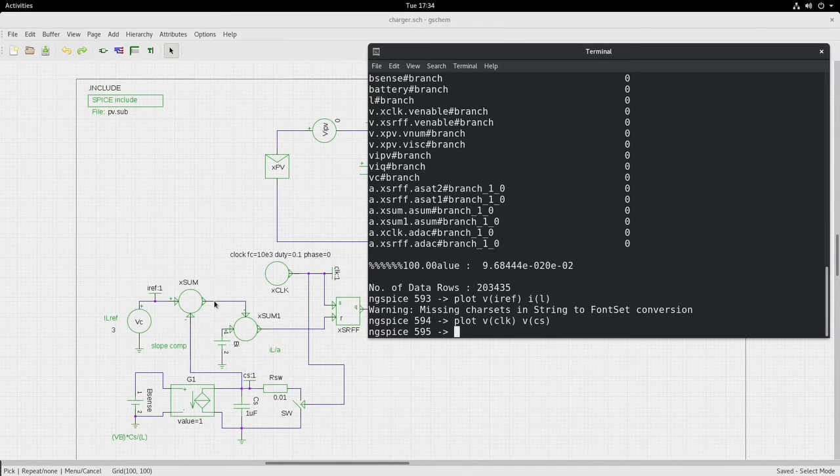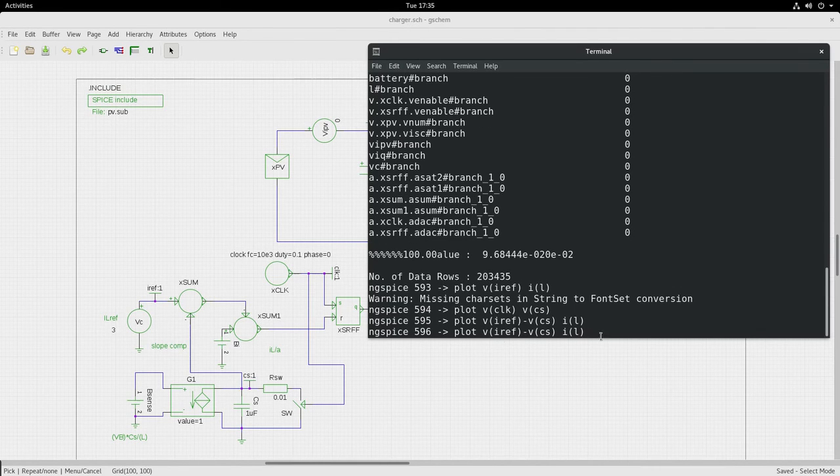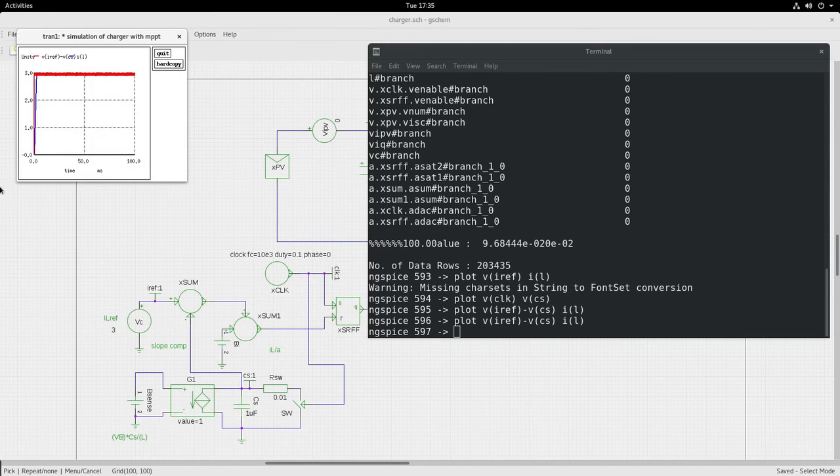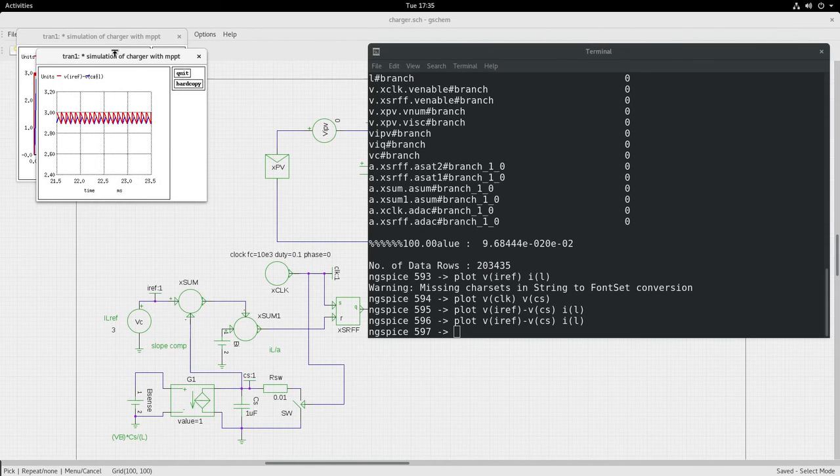Let us now see this modified IL reference, that is the slope compensated reference here, which is the IL ref minus I slope, and compare it with the inductance current IL. So plot. So let me plot the difference between these two and the IL. So it will appear something like that. Let us take a very narrow region so that we will be able to zoom it like that.